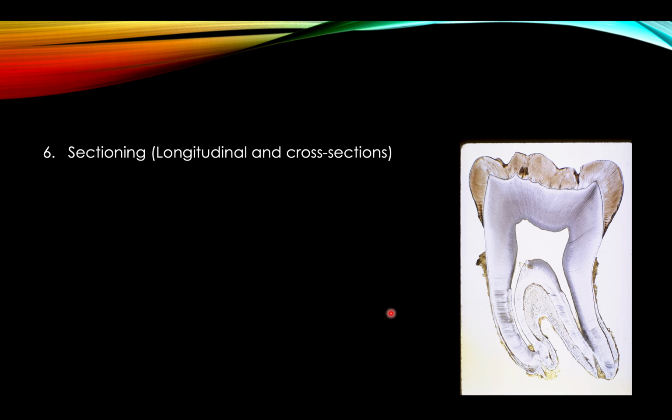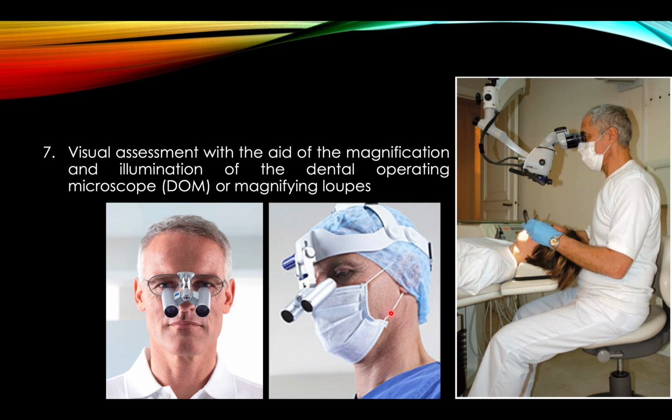Another way is using the sectioning and dyeing technique. We can section the teeth in cross sections or longitudinal sections and study them under the microscope. Another way to study the internal anatomy of teeth is by visual assessment using magnification. So in endodontic practice, we use dental loupes, magnifying loupes with a good source of light, to study the anatomy of the tooth. Also, dental microscopes can be used to produce a larger magnified, clear image of the inside of the tooth.